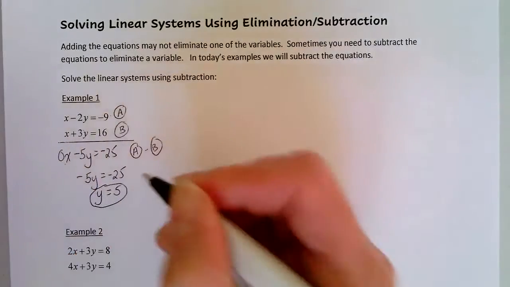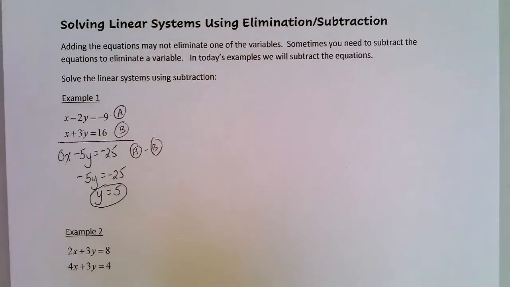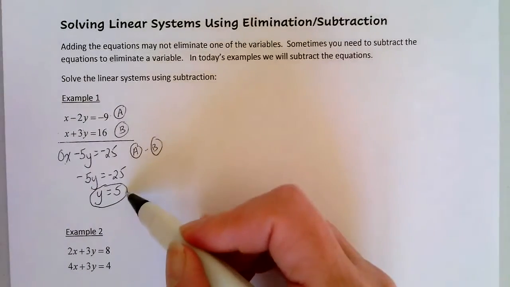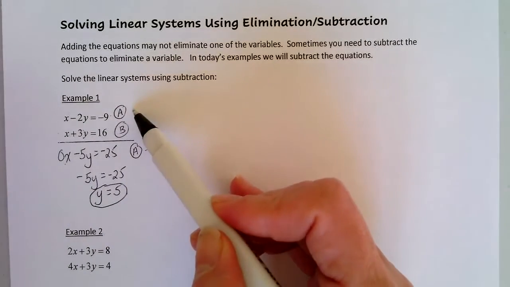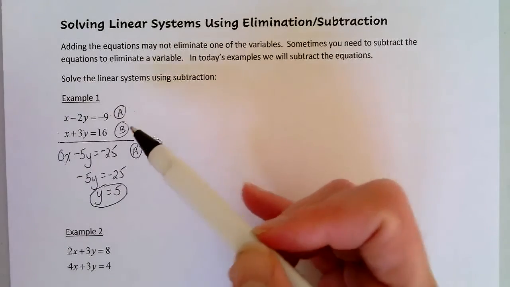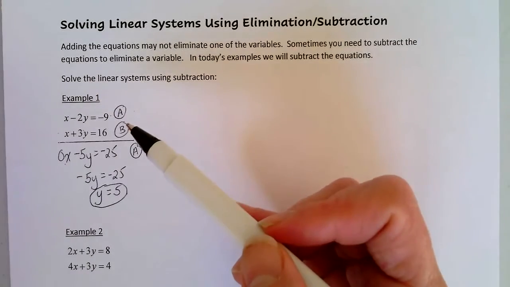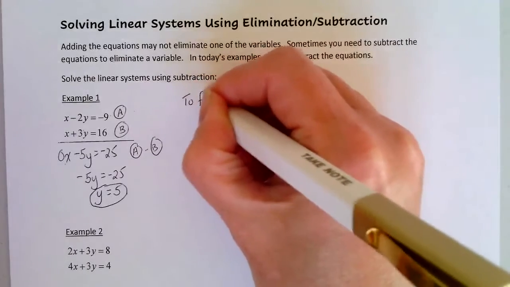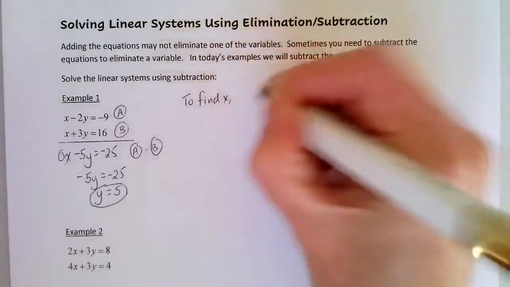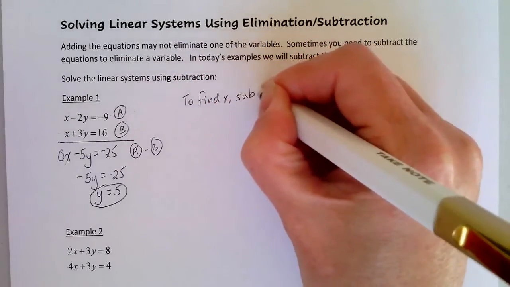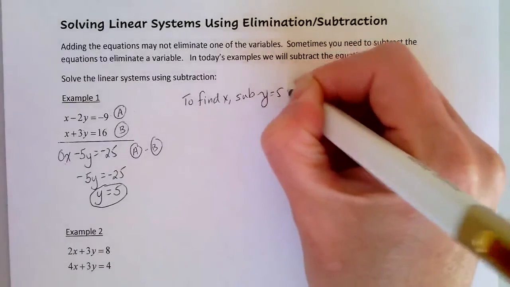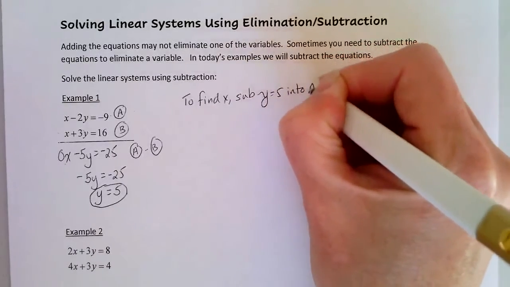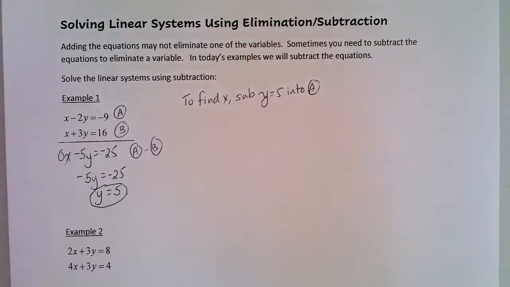We have now found one part of the ordered pair. We have to find its counterpart x, and to do that, we are going to substitute y equals 5 into either equation A or equation B. Now, I can go in either one because it's a common point. So to find x, I'm going to substitute y equals 5 into either A or B. I'm going to choose A.